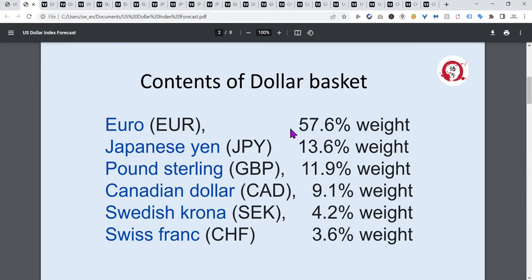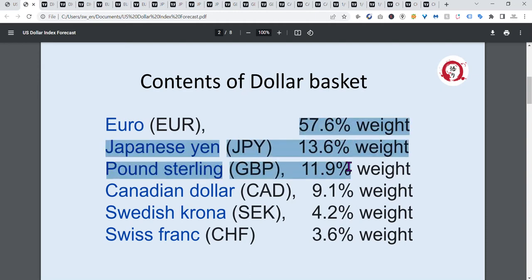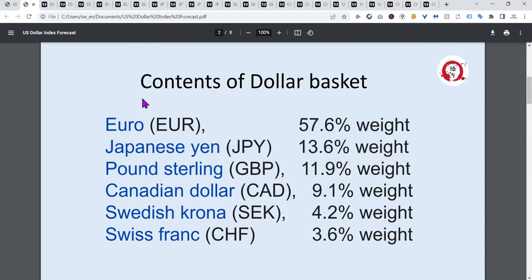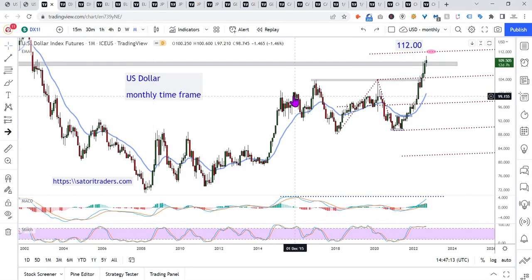Let's jump right in. This is the basket of currencies that make up the US dollar index. Notice that the first three currencies are 83% of that basket. Let's jump into the charts.